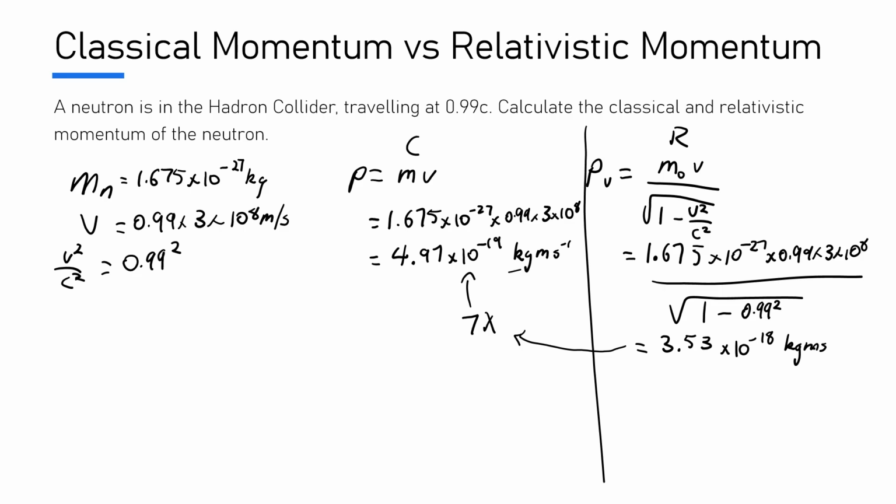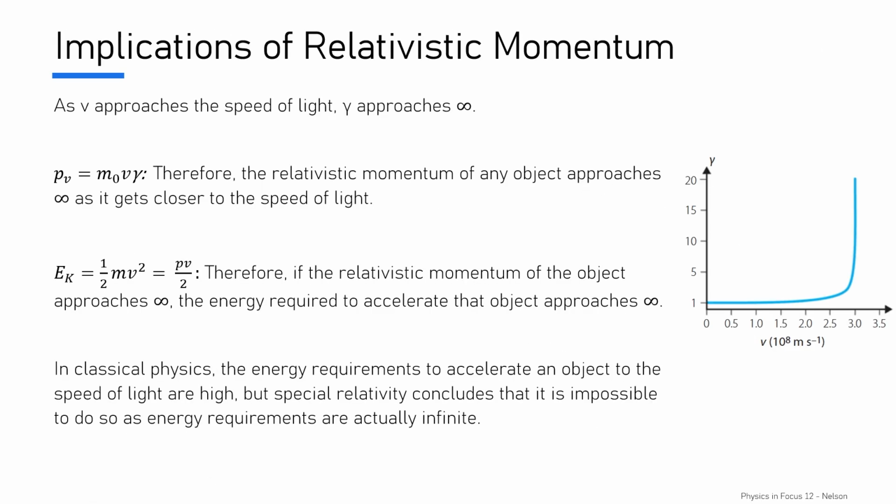And if we were to make this neutron travel even faster, let's say it was 0.9999999 c, 7 nines, so extremely close to the speed of light, then we would find that the relativistic momentum is more like 2,236 times more than the classical momentum. Suffice to say, objects traveling near the speed of light have a much larger momentum than what classical physics would dictate. Why is that? Because as v approaches the speed of light, the gamma constant approaches infinity.